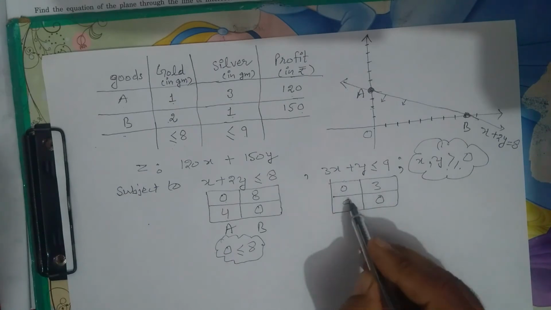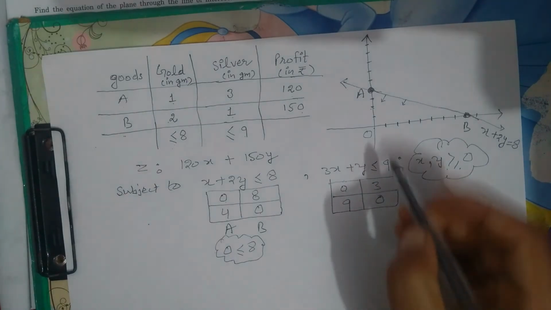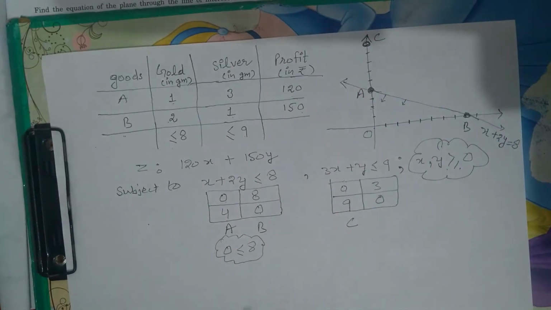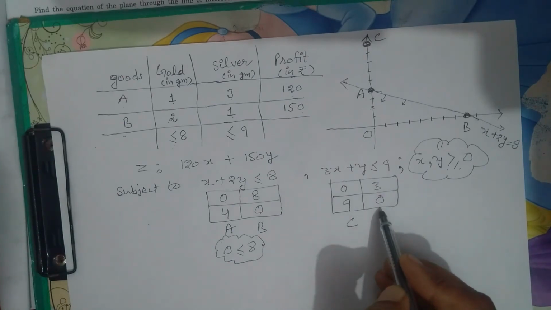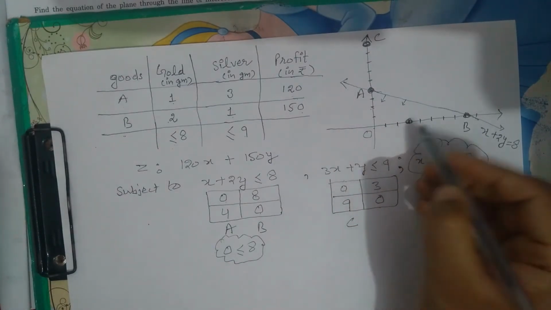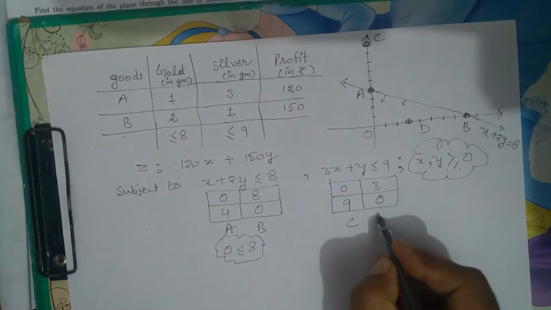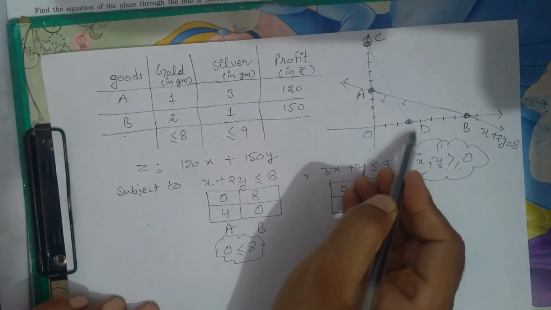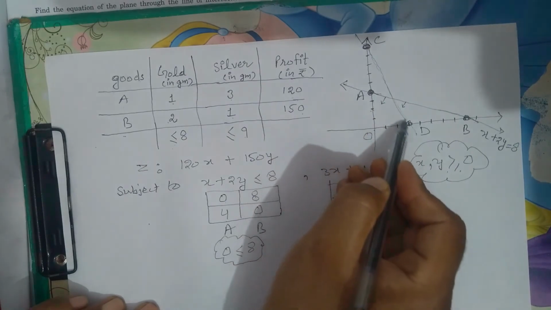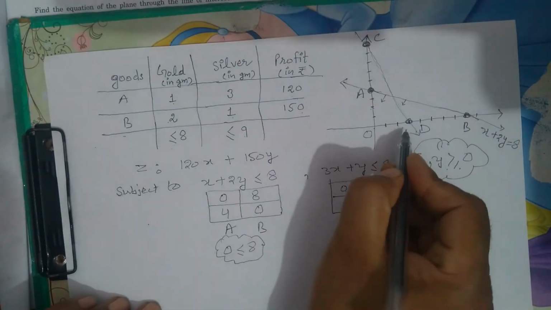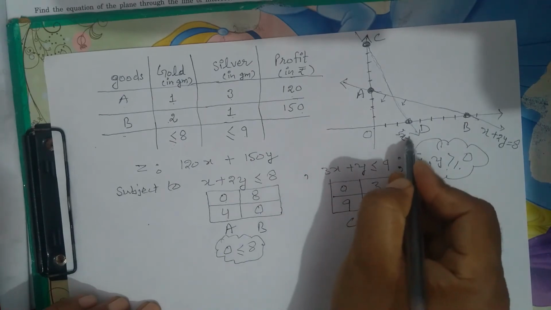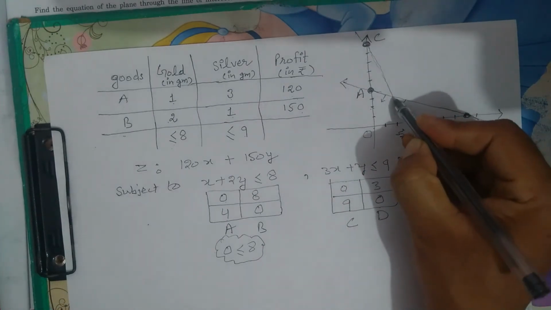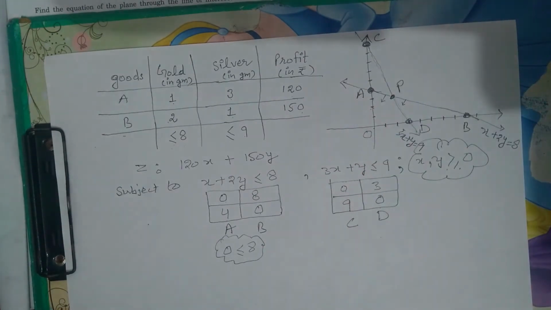Now taking the second line, x is 0, y is 9. This point, with x is 0, is named C. The second point is x is 3, y is 0, so this is the D point. Again we join these 2 points. The name of this line is 3x plus y is equal to 9. Now we see these 2 lines intersect at P.